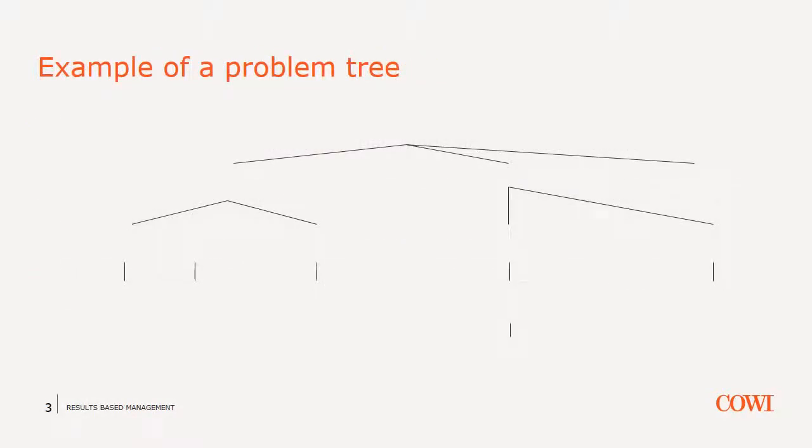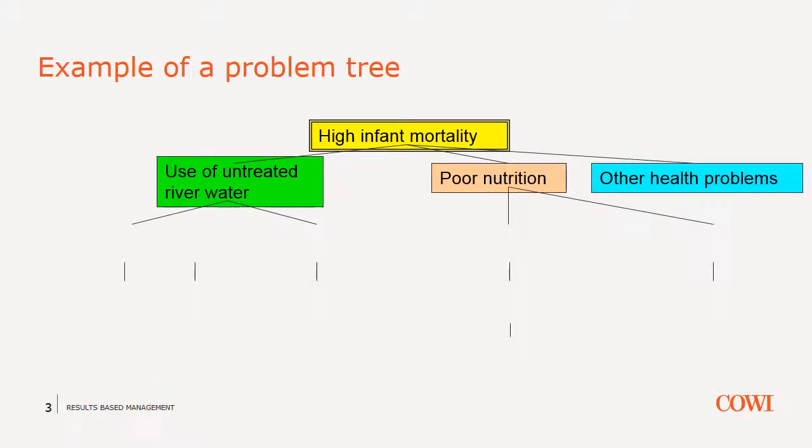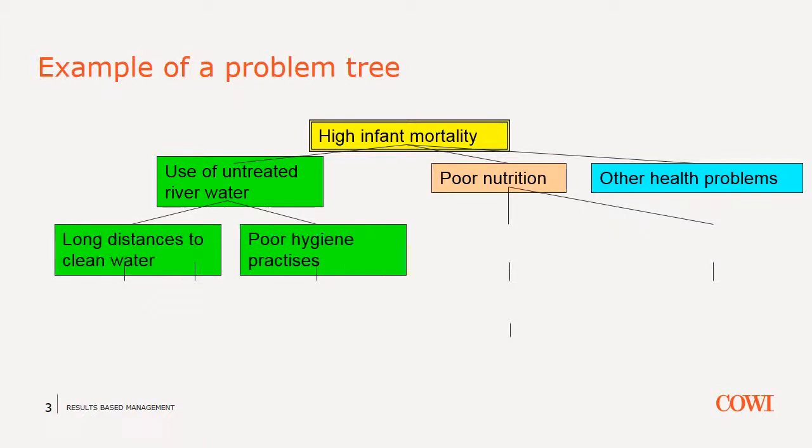So here is an example of a problem tree. The chosen starter problem is high infant mortality. By asking the question, why do we have a high infant mortality, a number of causes come up. And each time a cause is identified, you repeat the same question. How come we have these problems now? And thus the analysis can continue downwards.